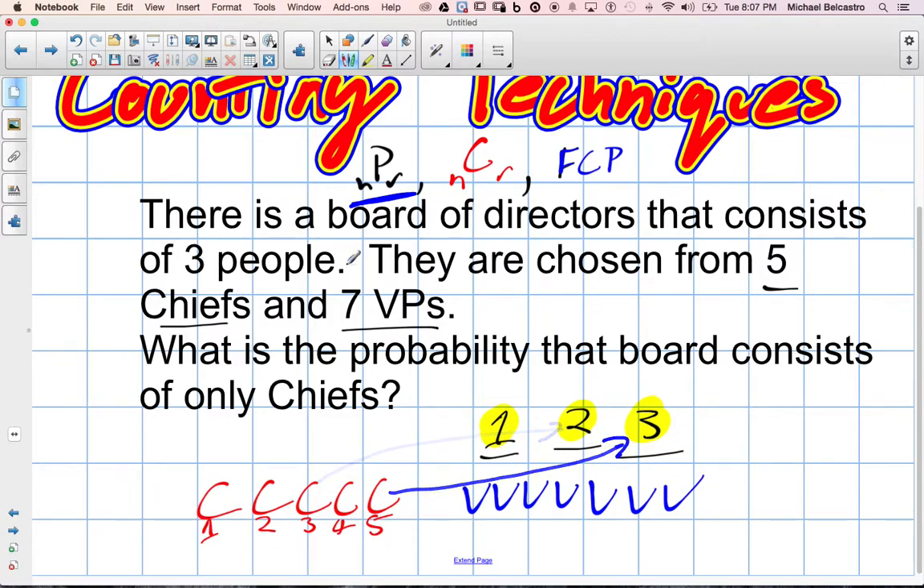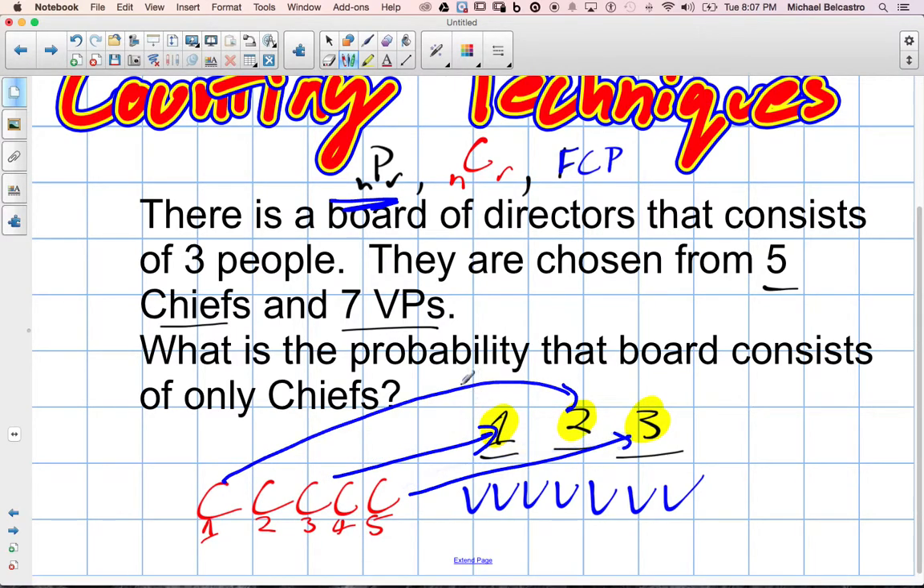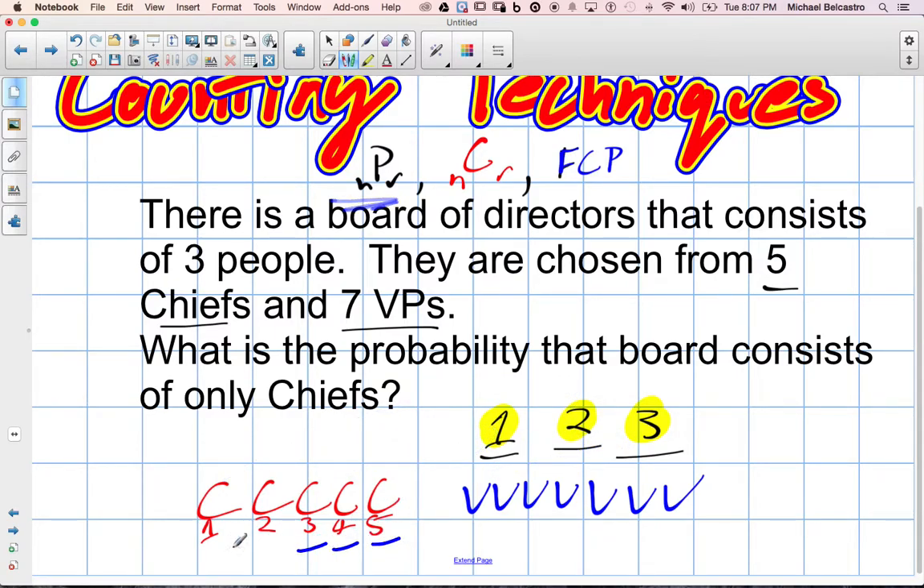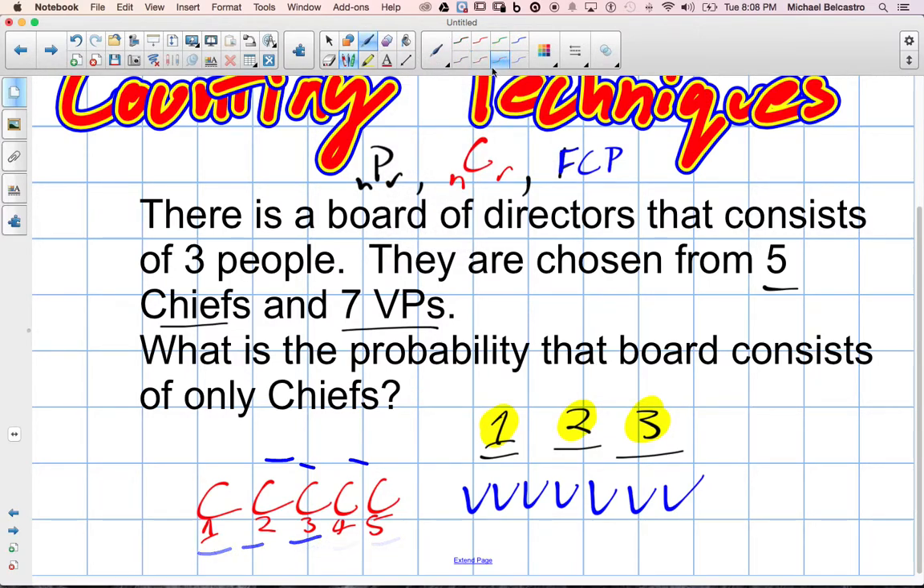A permutation has many more possibilities. What if chief 1 is first, chief 3 is second, chief 5 is third, or what if chief 1 is second, chief 3 is first, chief 5 is third? That's a different order, and that's where the permutation comes in. In this question, they just ask the probability that the 3 of them are chiefs. It doesn't matter if it's the last 3, the first 3, or the middle 3. So when order is important, we use a permutation. When we don't care about order, we use a combination.